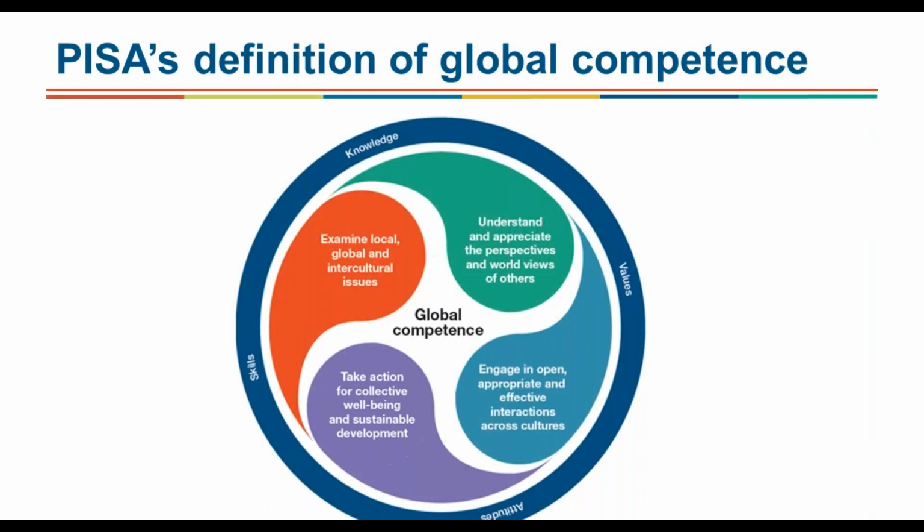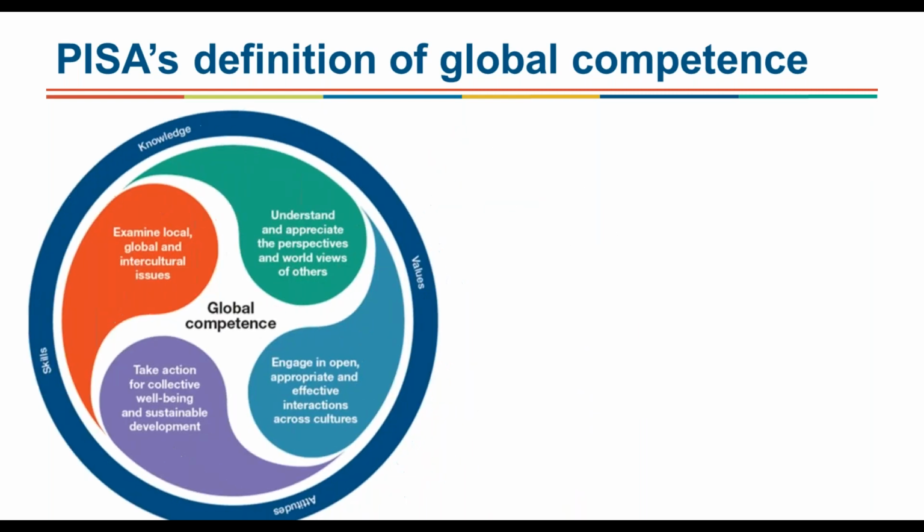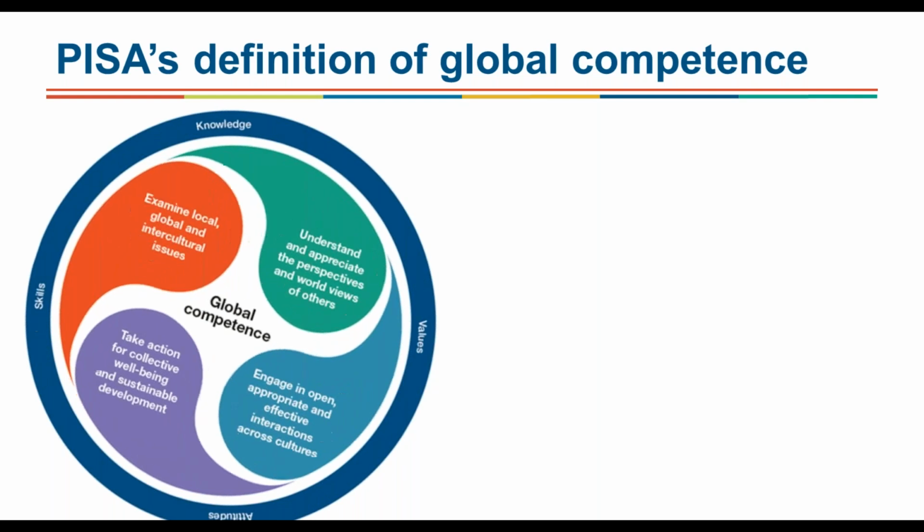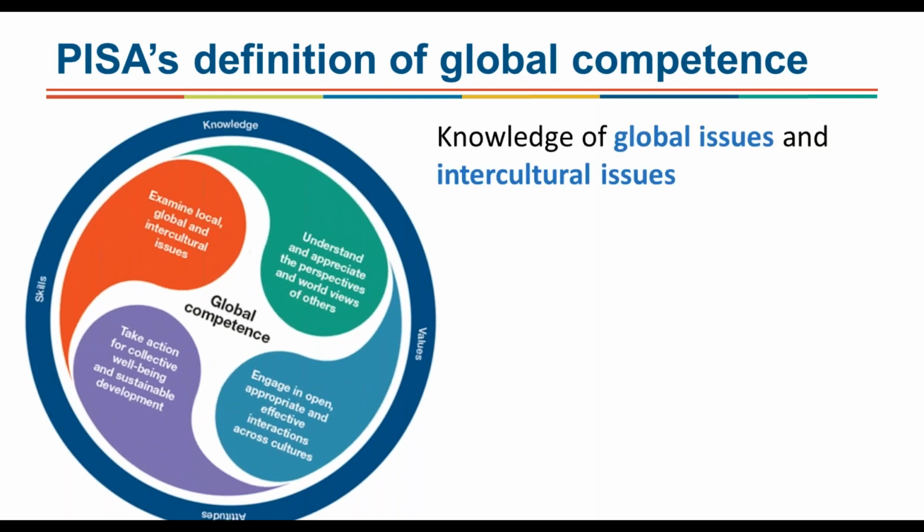Now, these four dimensions of global competence are all supported by four distinct but interrelated building blocks, if you like, or they're the foundations of these four dimensions. An effective education for global competence gives students the ability to use and develop these four building blocks. So the first one is knowledge, and it's knowledge of global issues and intercultural issues.